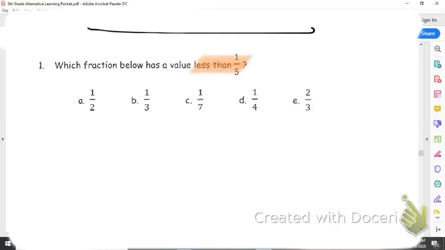So on a number line, there's 0, there's 1/5. We're looking for this area here. The cool thing about this is that most of them are unit fractions. This one, this one, this one, this one, and this one are all unit fractions. It is super easy to compare unit fractions because I will show you why.